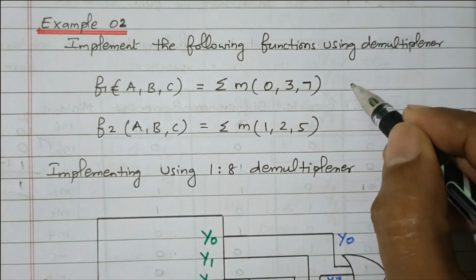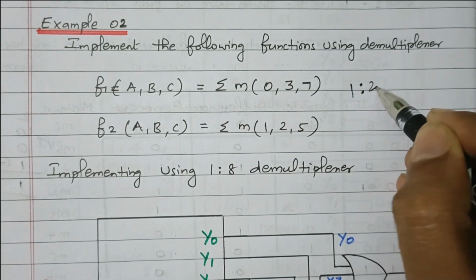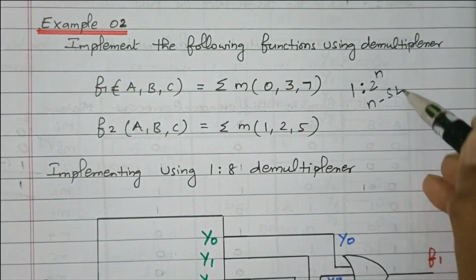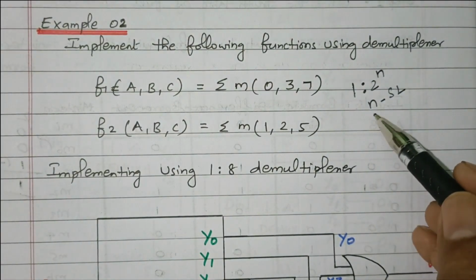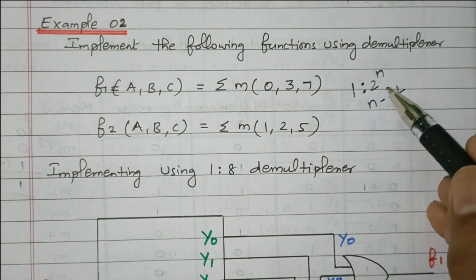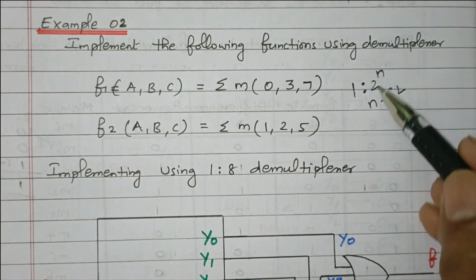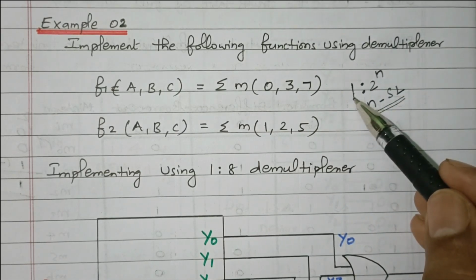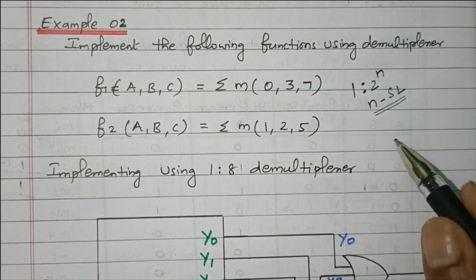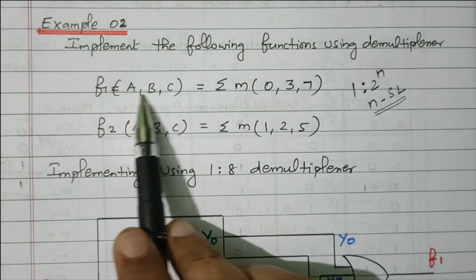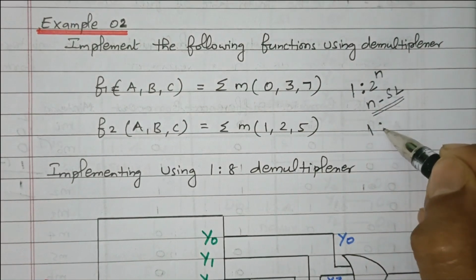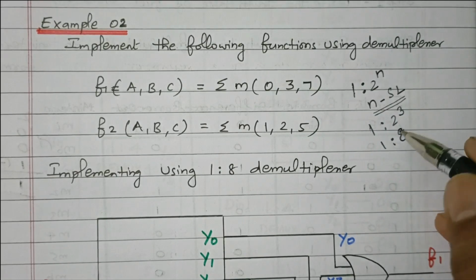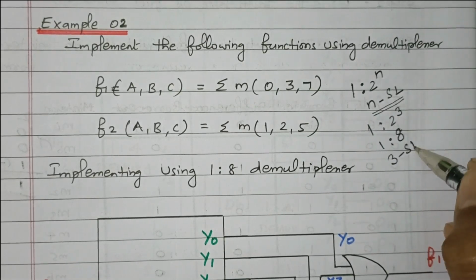We know that a demultiplexer is nothing but one input with 2 to the power n outputs and n selection lines. So this is the basic structure of the demultiplexer, having only one input that is converted into 2 to the power n outputs. That is done by the selection lines. Here n is 3, as there are three variables available. So 1 to 2 to the power 3, that is, we need a 1 to 8 demultiplexer. Similarly, we need 3 selection lines.